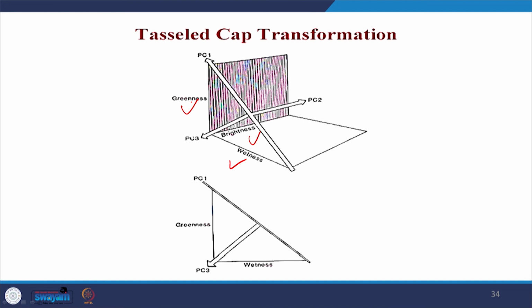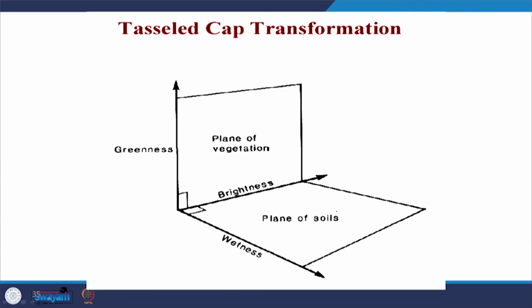So we are using the characteristics of these 3 data sets in order to carry out the soil mapping. This is called the plane of soils between wetness and brightness, and between brightness and greenness it is called the plane of vegetation cover. So we will have different kinds of vegetation cover which are distributed in this plane, and different kinds of soils which are distributed in the other plane here.